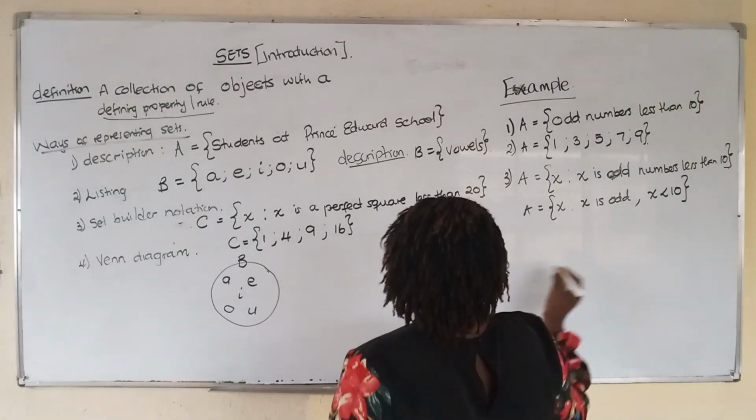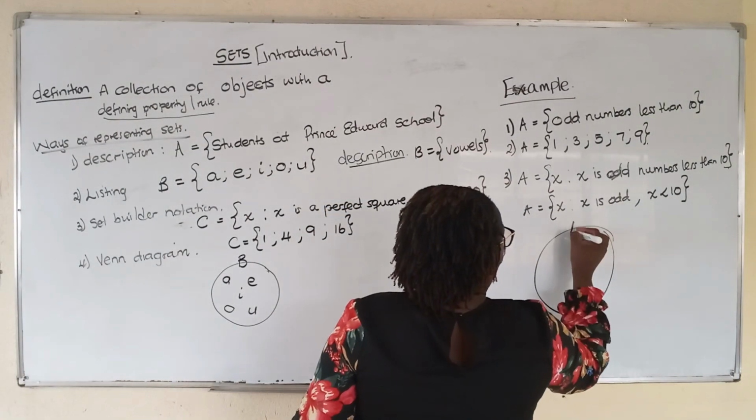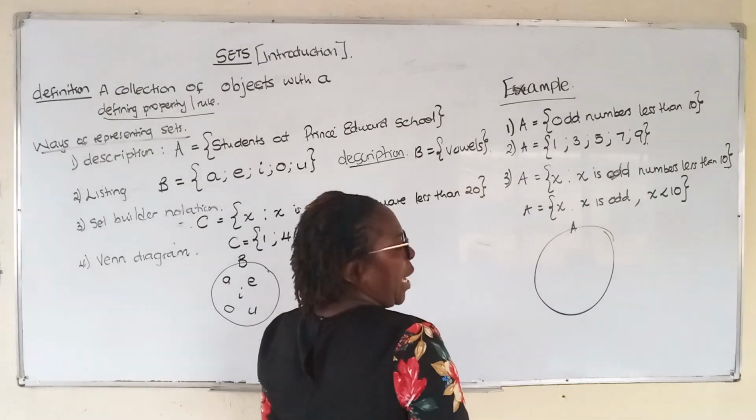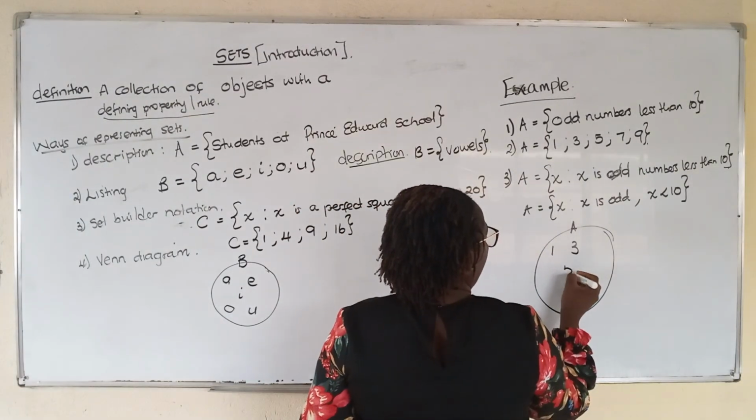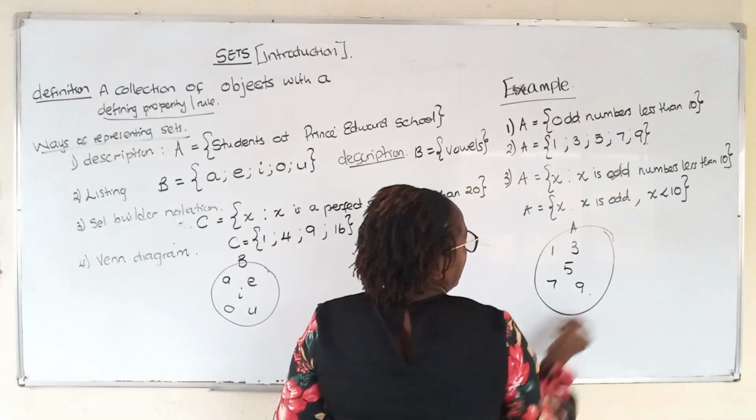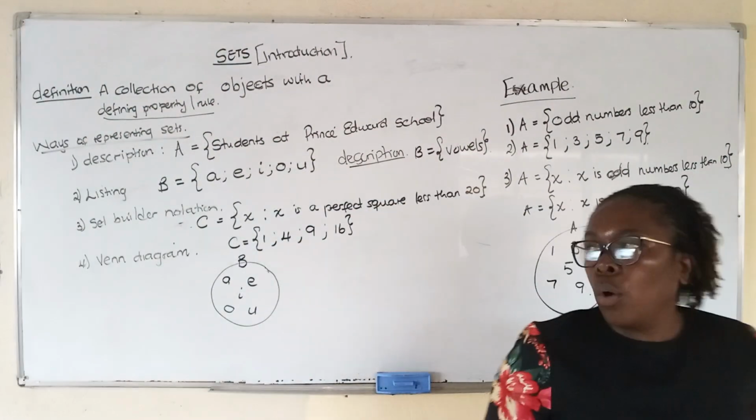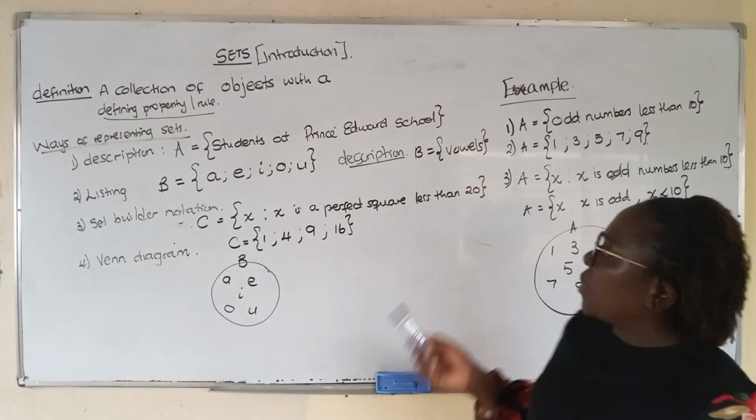Then as a Venn diagram, we'll just write a circle and put the letter A to denote the name of the set. Then 1, 3, 5, 7, and 9. So these are all the 4 ways of representing sets.